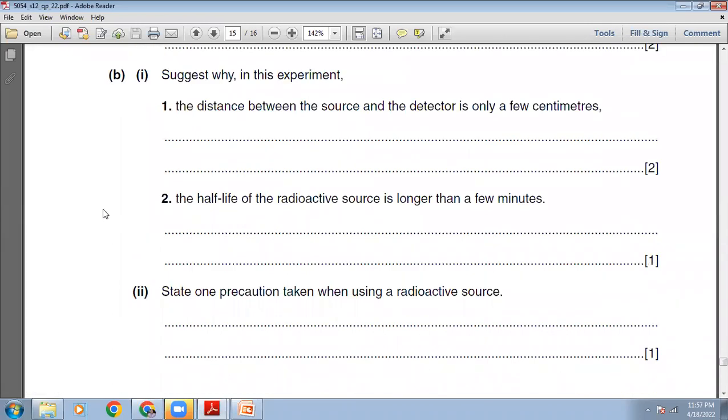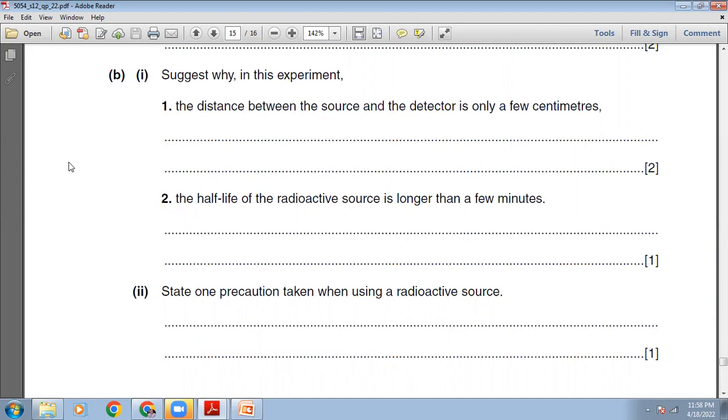Now, why in this experiment is the distance between the source and the detector only a few centimeters? Because it's emitting alpha particles, and the penetration power of alpha particles in the air is just a few centimeters. So even if the source is producing alpha particles, if your detector is a few centimeters away, the alpha particles will not be able to reach the detector. They collide with the air molecules and they are stopped.